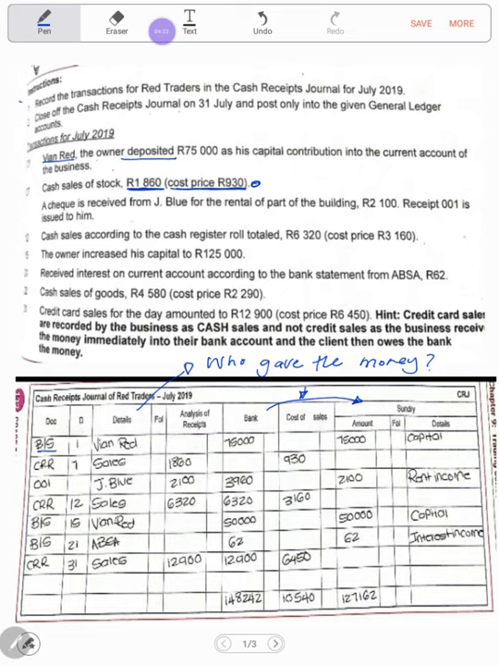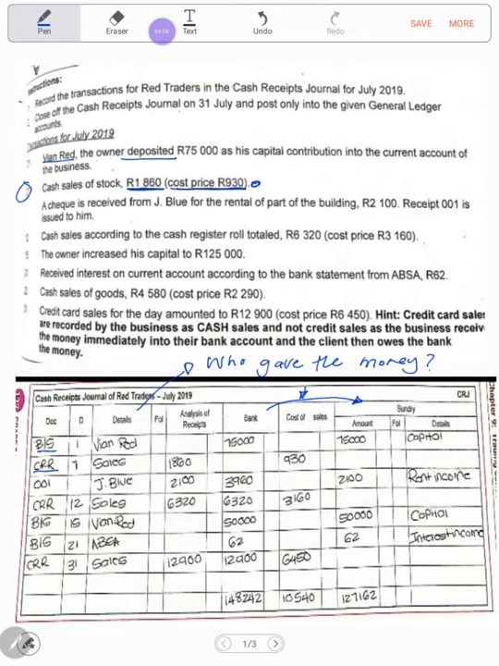So they told us that they had a cash sale of stock worth 1,860. My document number for cash sales will be CRR. What does CRR stand for? It stands for cash register roll. When did it take place? It took place on day 7, as you can see. Your details, where did we get the money from? We got it from sales. Whenever you make a sale, your details will be sales.